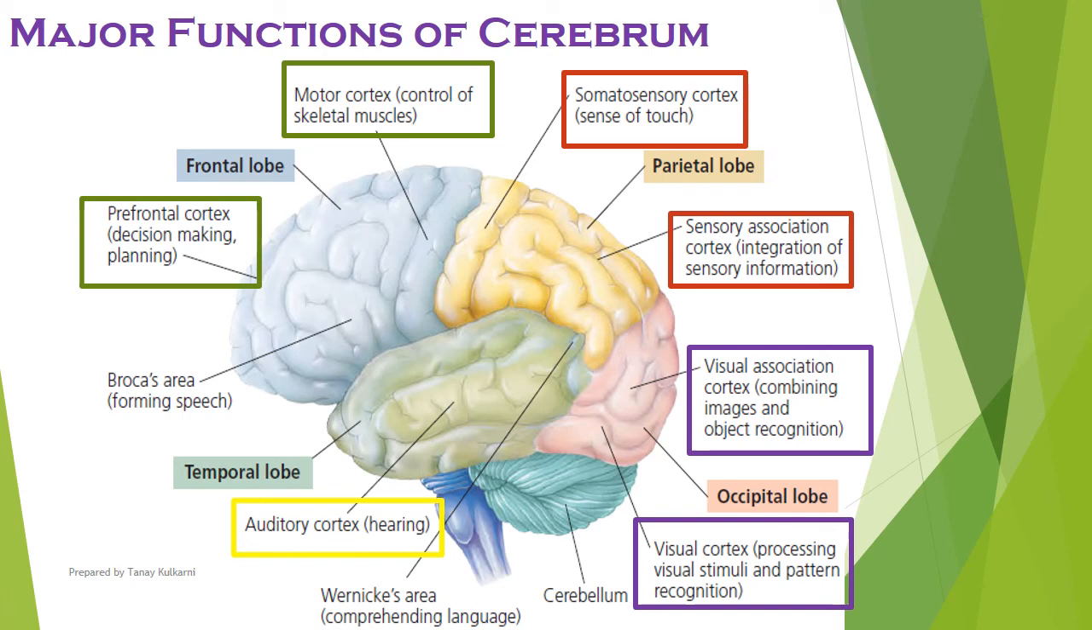These are the major functions, students, you have to remember for cerebrum, or simply we can summarize that cerebrum is the seat of intelligence, consciousness and willpower, and it controls all voluntary actions. We'll go to the next point.